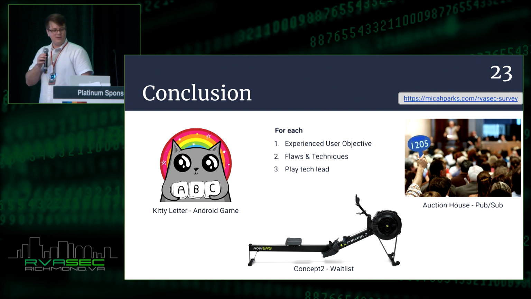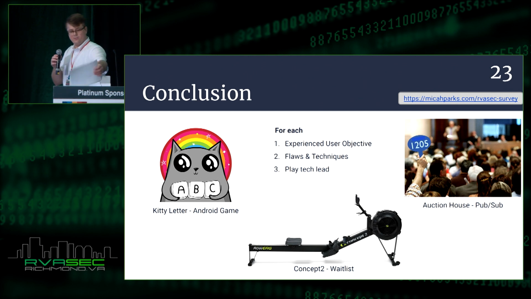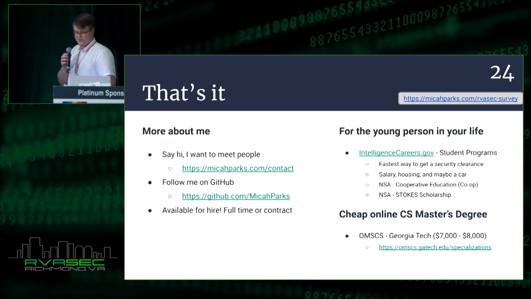And yeah, we're going to wrap up now. So in conclusion, we talked about Kitty Litter, which was an Android game. We took the text assets out of there and were able to find the word list to make a custom cheat program. That was great. For Concept 2, there were a ton of hustlers and scammers that were kind enough to inform us that the waitlist link was public. We were able to find that. And the auction house had a really janky publish subscribe system, and we were able to see everyone's top bids. They needed to fix that, but they did fix that, so that's great. And that is it for the presentation.